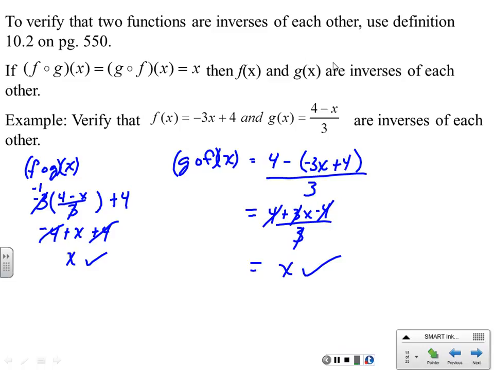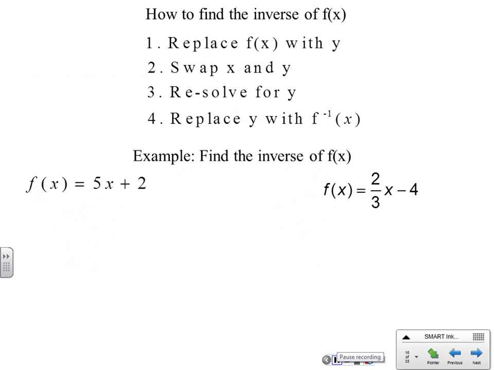So what happens if you don't get x? Then they're not. Your answer is they are not inverses of each other. That would be your answer. Okay? Before we go here, and you'll like seeing this because this is very, very simplistic. I'm not going to say easy, but it's follow the steps and you can't go wrong.